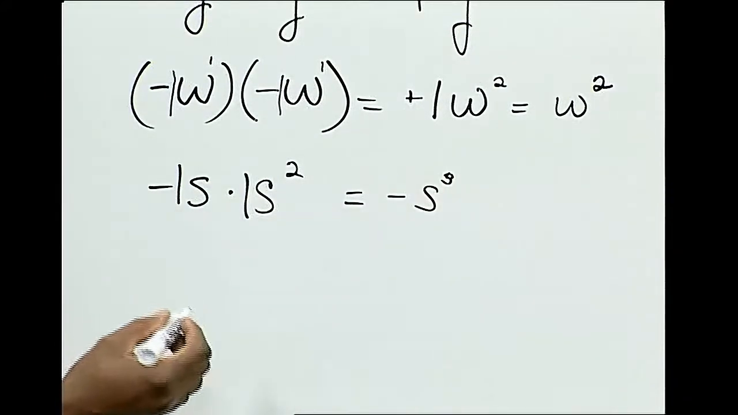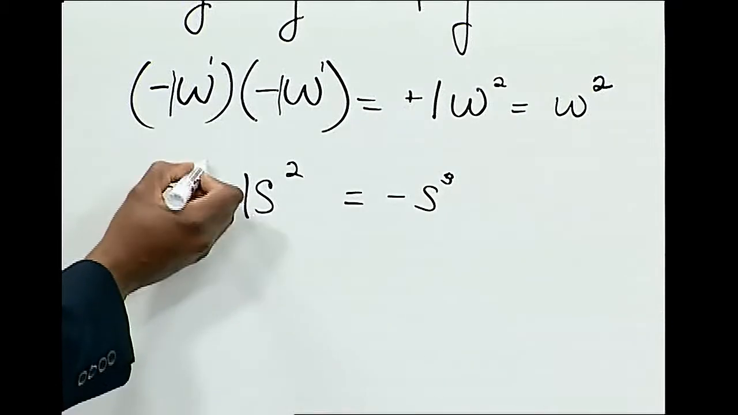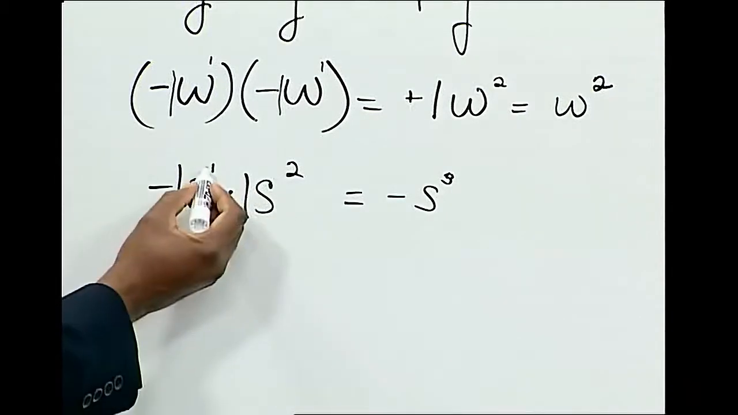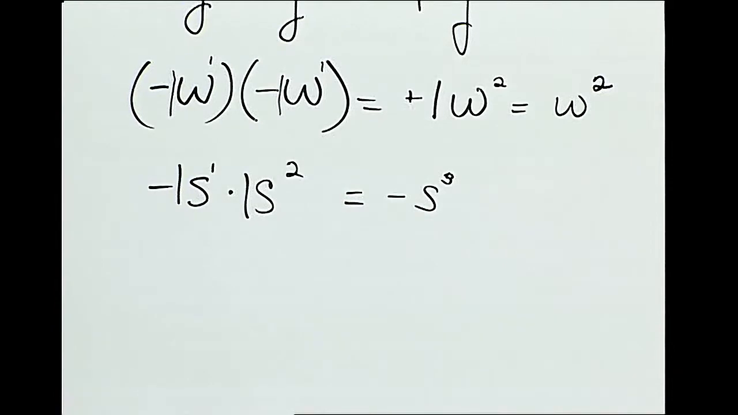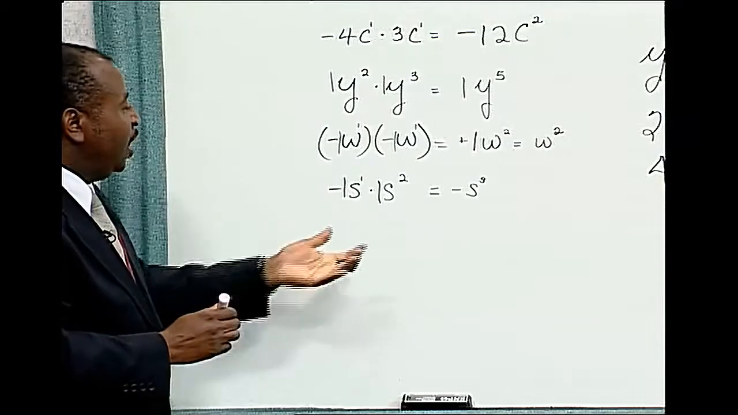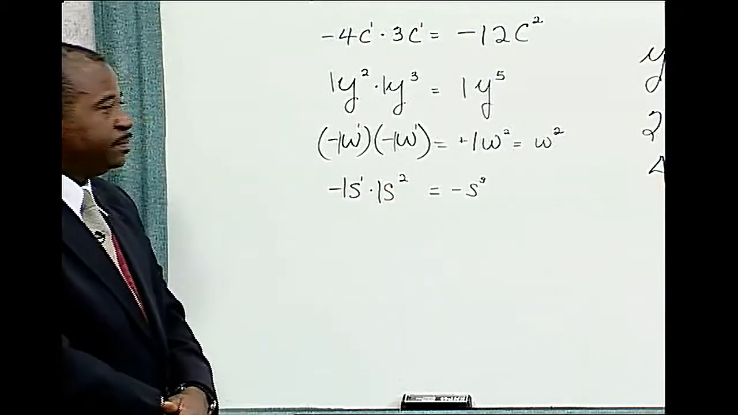How do we get the third power? It's understood that this s has an imaginary 1. 2 plus 1 is equal to 3. So the final answer is a negative s to the third power.